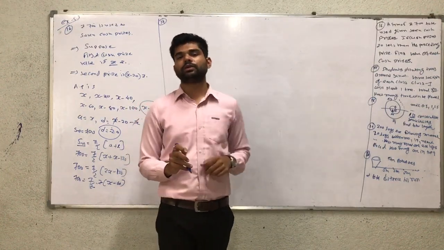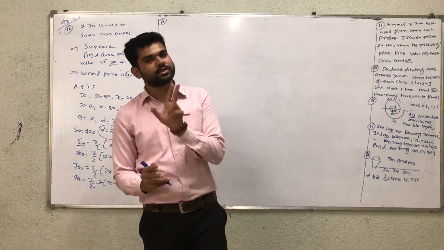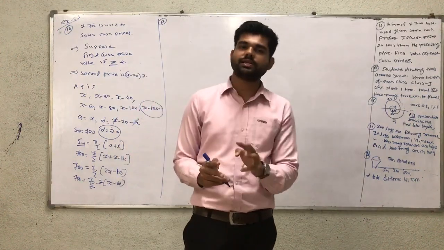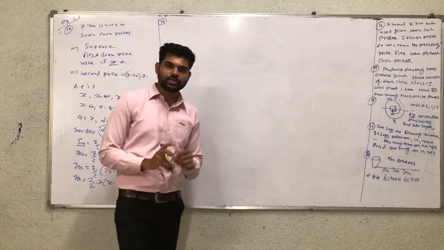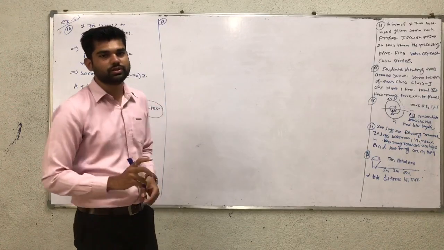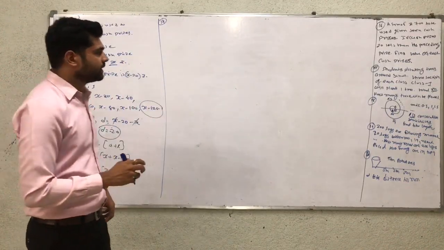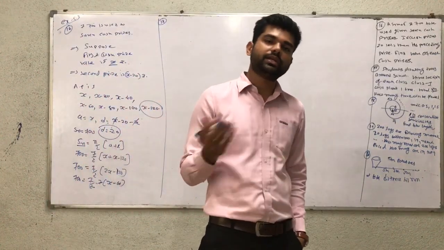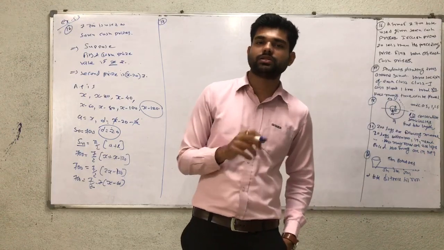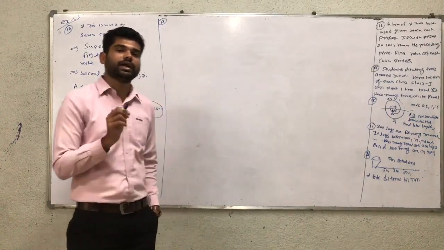In a similar way, the second standard plants 2 trees in each section. The second standard also has 3 sections. Therefore, the total plantation of standard 2 is 2 plus 2 plus 2, which is equal to 6. Now in this way we have to create an AP and find how many trees will be planted by the students, which means the total number of trees, the sum of all trees. So indirectly we have to find the value of Sn.